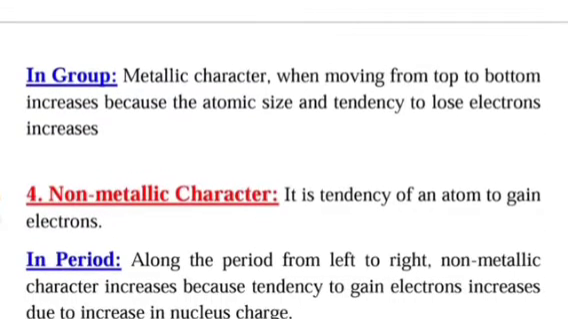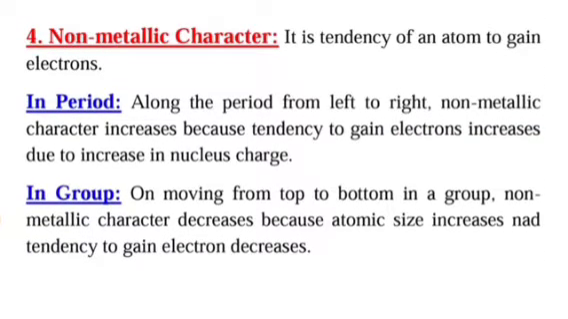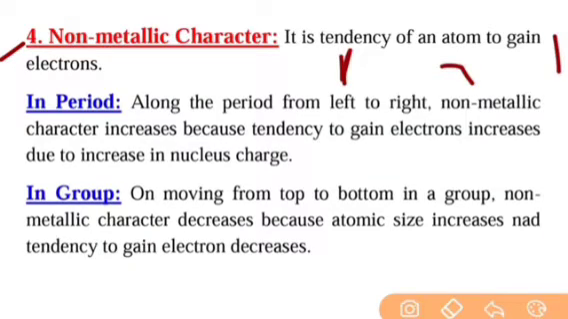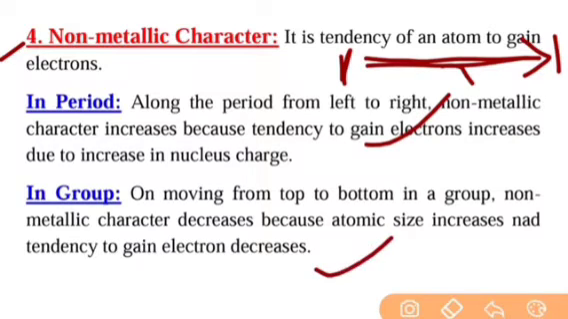Now we are discussing trends in the modern periodic table. First is valency. The valency of an element is determined by the number of valence electrons present in the outermost shell of its atom. The combining capacity of an element is known as its valency.